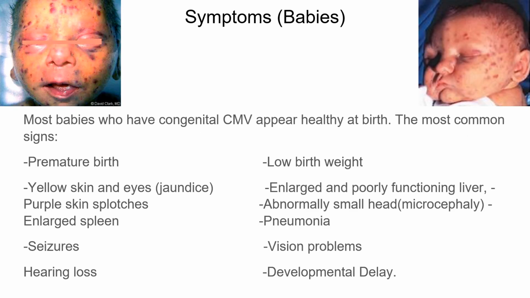Many patients who have CMV have different symptoms, and so today in this presentation, I have decided to split up the symptoms between babies, people who have weakened immune systems, and people who are healthy. For the symptoms of babies, most babies who have congenital CMV appear healthy at birth. The most common signs are premature birth, yellow skin and eyes, which is jaundice, purple skin splotches, enlarged spleen, seizures, hearing loss, low birth weight, enlarged and poorly functioning liver, abnormally small head, which is microcephaly, pneumonia, vision problems, and developmental delay.